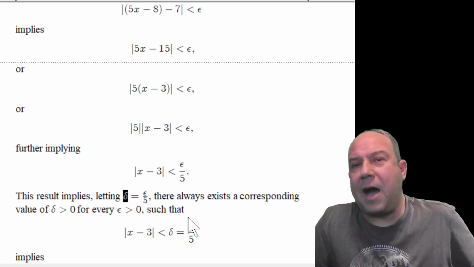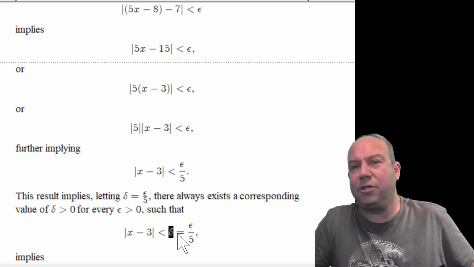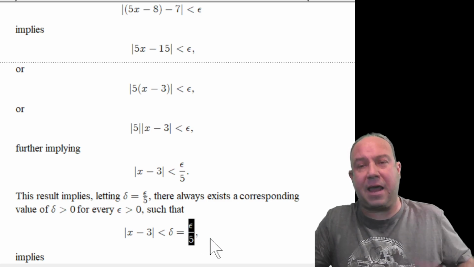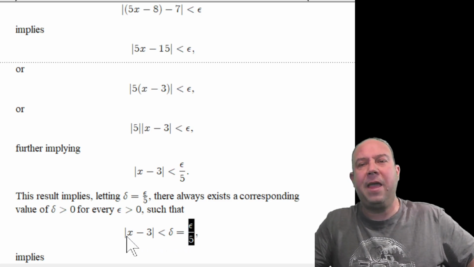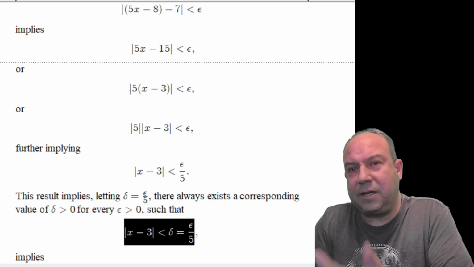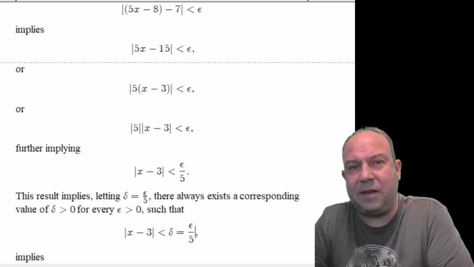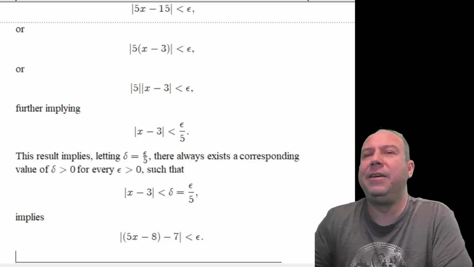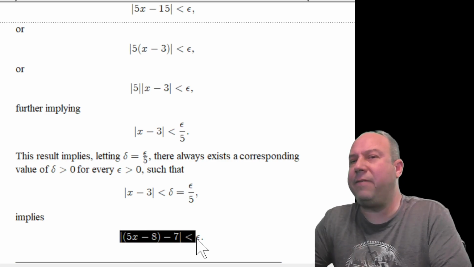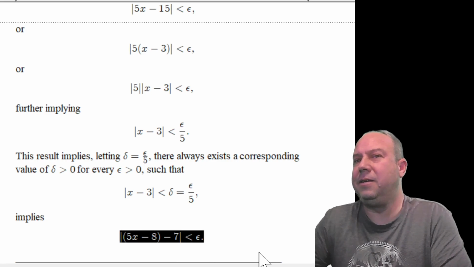I know for every epsilon that I'm given greater than 0, my delta chosen, which is also greater than 0, is going to be that epsilon divided by 5. And this statement here, where I can say the absolute value of x minus 3 is less than delta, which is equal to epsilon divided by 5, will end up implying that the absolute value of 5x minus 8 minus 7 will always be less than epsilon.